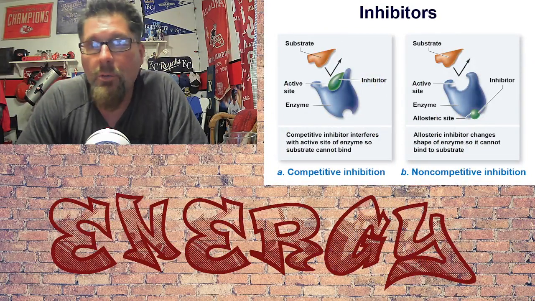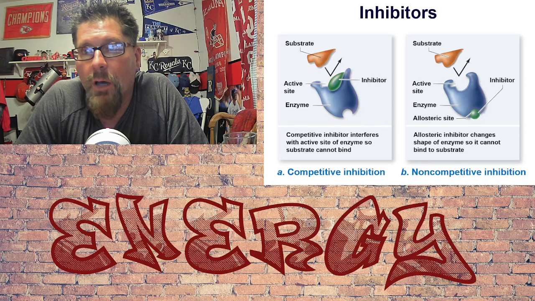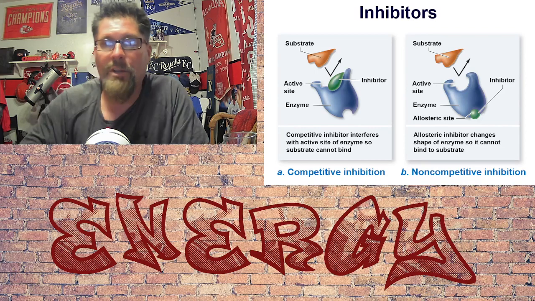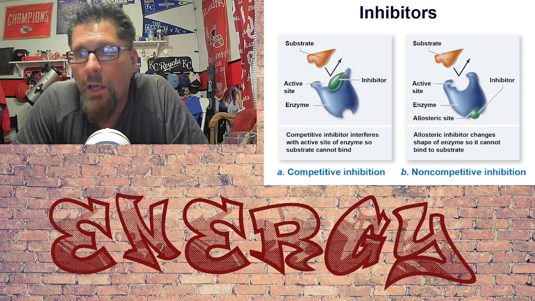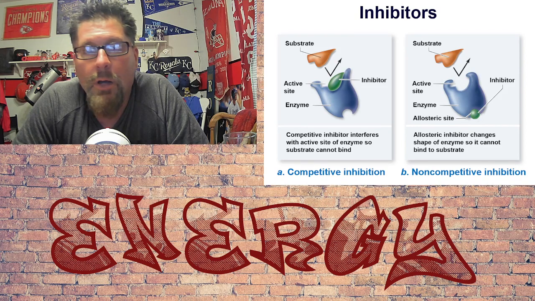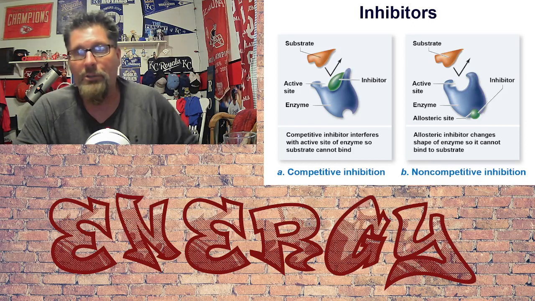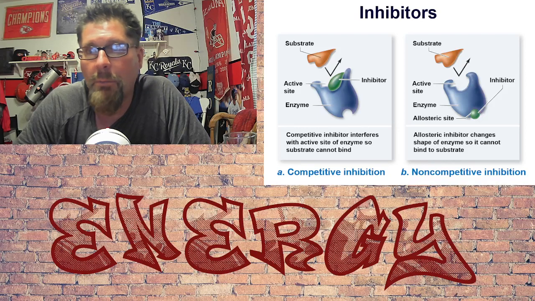Alright, so continuing looking at inhibitors and their examples. You can see that on the far left of the diagram beside me, there's a substrate, there's an active site, there's an enzyme, and the inhibitor has physically attached to the active site, blocking the substrate from being able to. Again, that's a competitive inhibition.